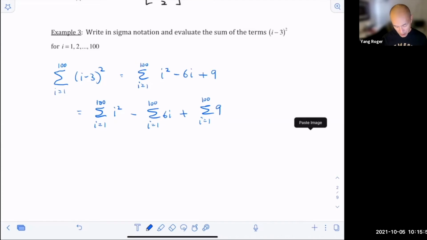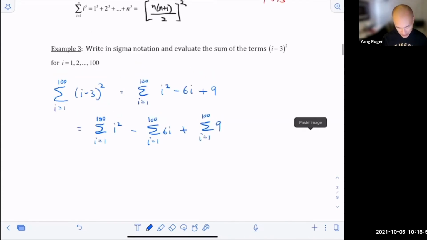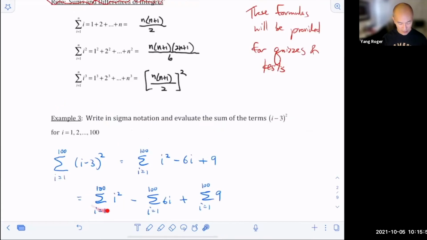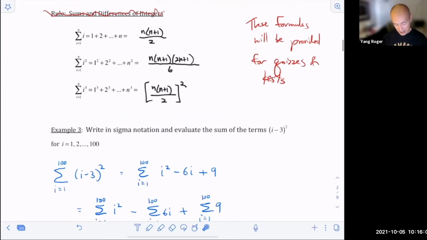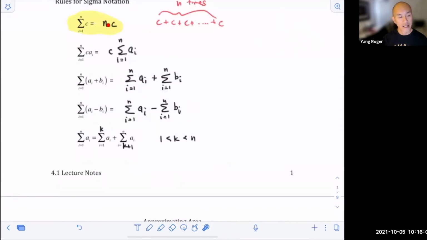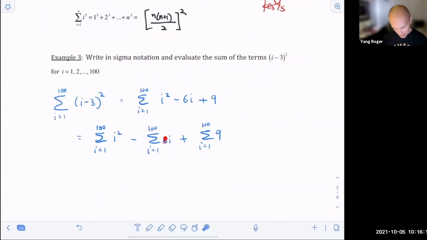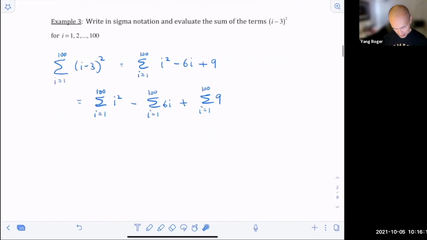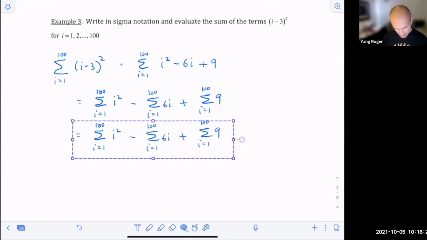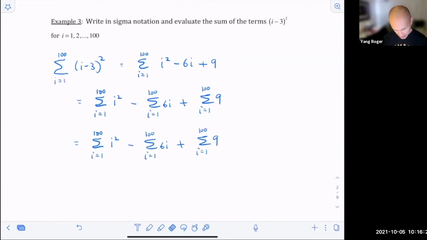So you can see that I have a sum of i squareds, so I can really use this second formula right here. I have a sum of a constant, so I could really use this guy right here. But this is not exactly the sum of i's. So I'm going to take one extra step just to factor out this 6. When I do that, I can just take this 6 and move it out here like this. And now I'm good to go.